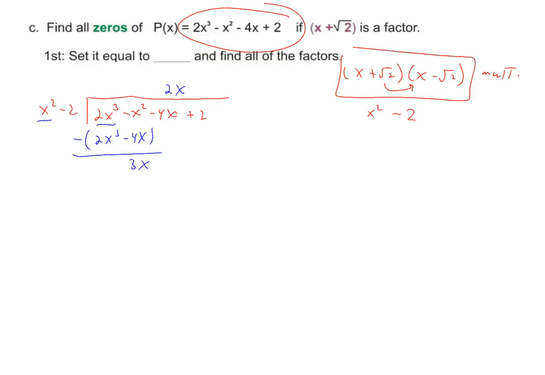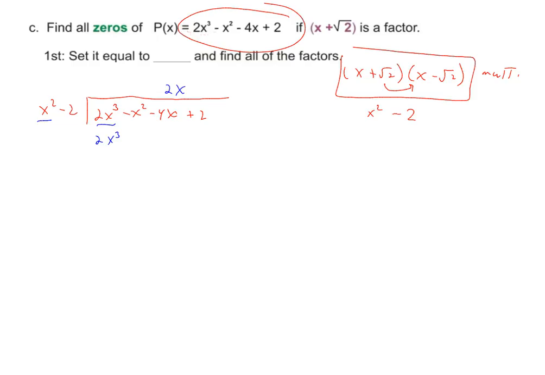I'm sorry, where am I at here? I am off. Hold on. That's why if you keep doing everything, hopefully you'll catch your mistake, and that's where I caught it. All right, so this is a 2x cubed. X squared times 2x is 2x cubed. We're good there, not a problem. But I had to be careful.